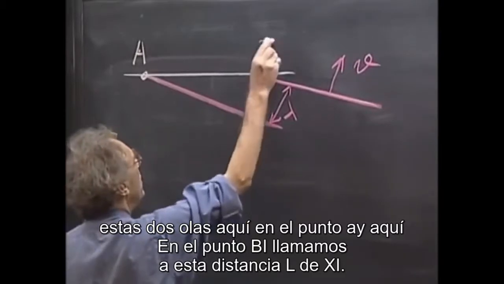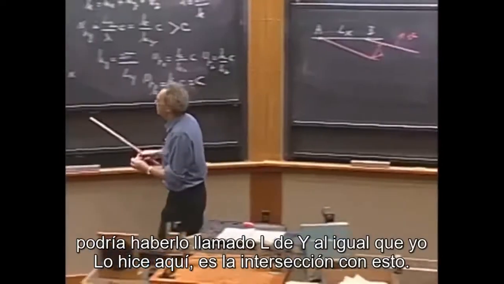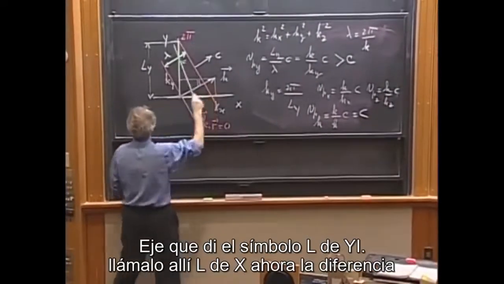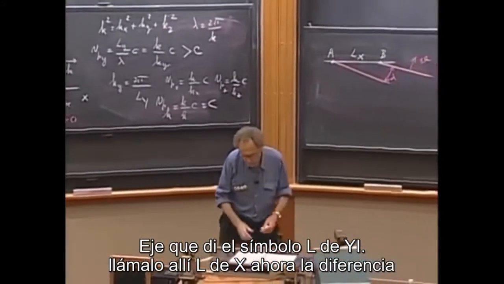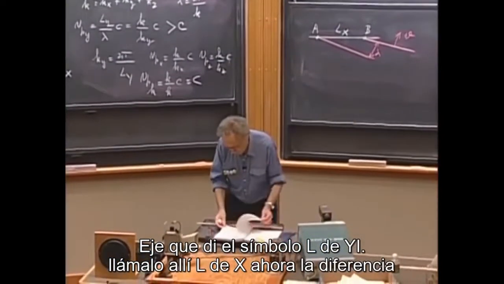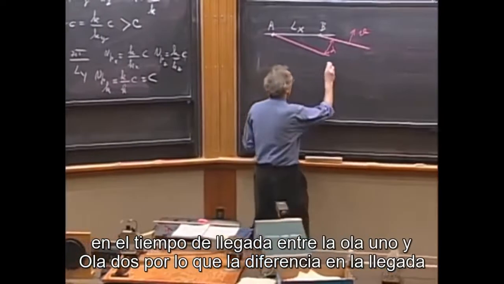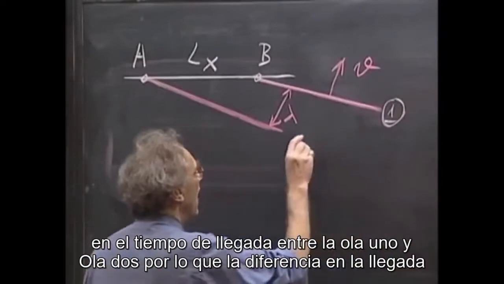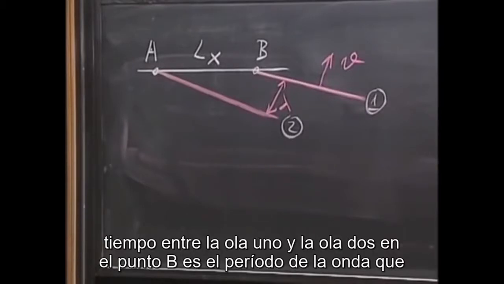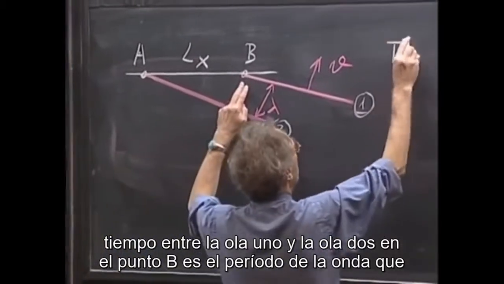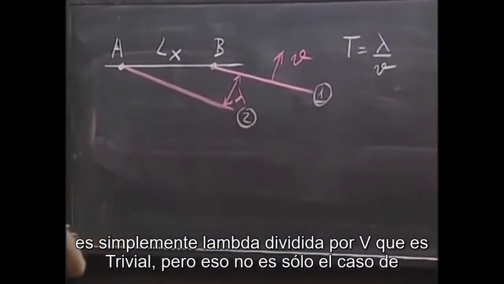But the intersection of these two waves, here at point A and here at point B, I call this distance L of x. I could have called it L of y, just as I did here. It's the intersection with this axis that I gave the symbol L of y. I call it there L of x. Now, the difference in arrival time between wave 1 and wave 2 at point B is the period of the wave, which is simply lambda divided by v.